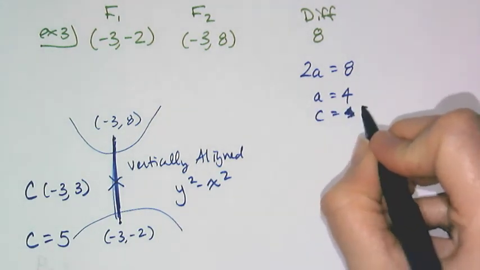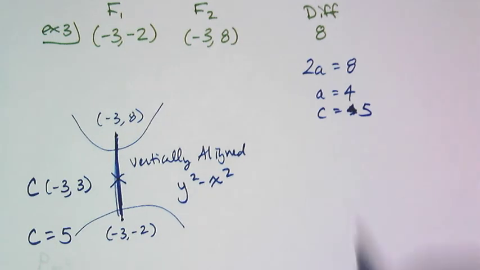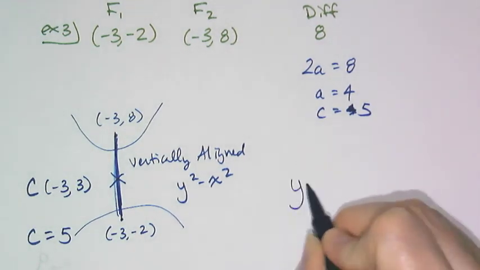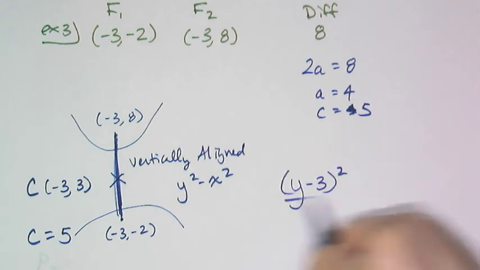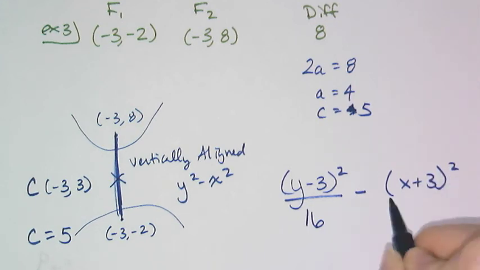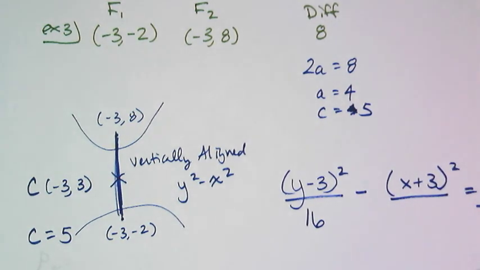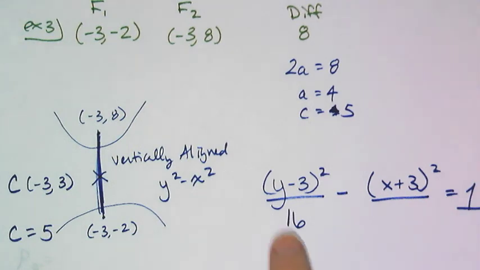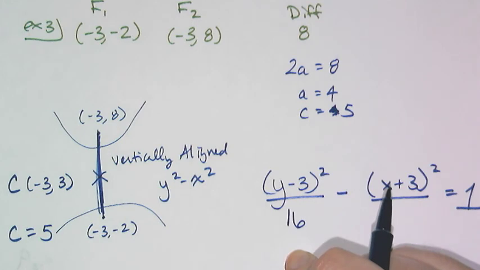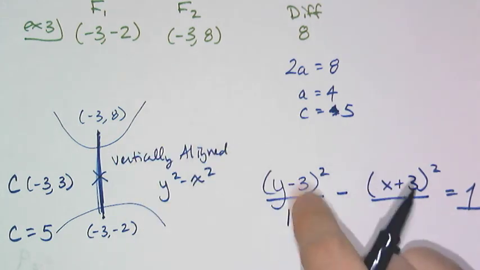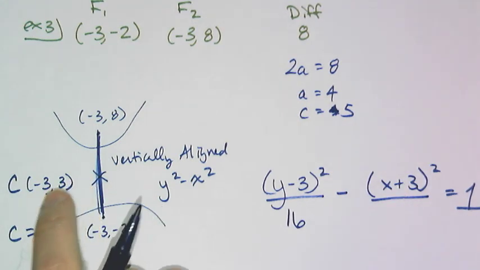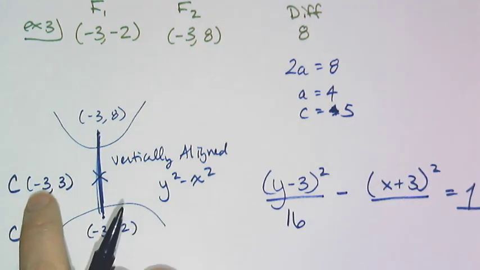So I have c equals 5. And so I know that my equation has to start y minus 3 squared over 16 minus x plus 3 squared over something equals 1. Because remember, for the hyperbola, it's always a squared and then b squared, and I know a is 4, and so I can just put the 16 there. And if it's vertically aligned, the y's go first, the x's are being subtracted, and then the center is just y minus the y value and x minus the x value.